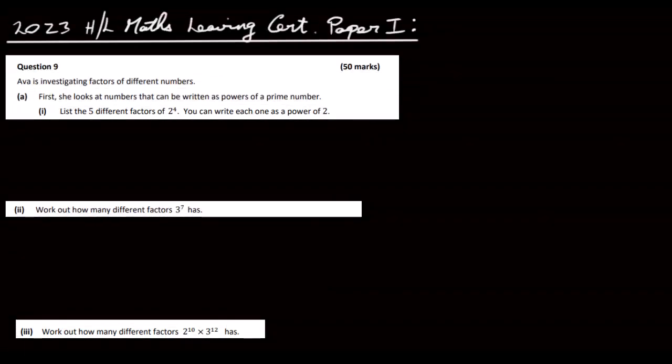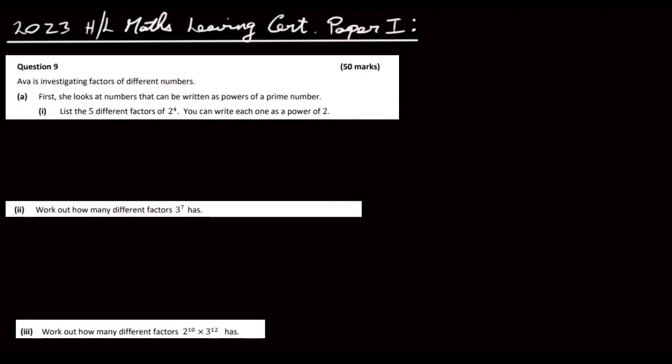Okay, so this is the 2023 Higher Level Maths Leaving Cert Paper 1, question 9. So let's see, we have Ava and she is investigating factors of different numbers. First she looks at numbers that can be written as powers of a prime number. So list the 5 different factors of 2 to the power of 4. You can write each one as a power of 2.